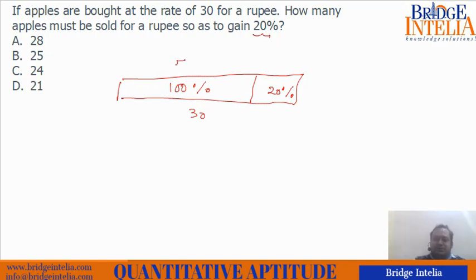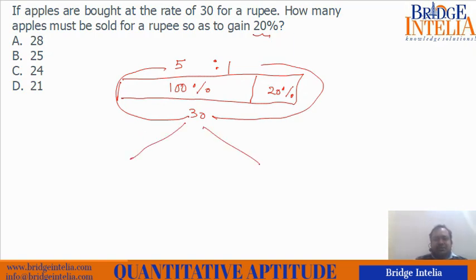The ratio 100:20. What ratio? 5:1. So the job is to divide 30 in this ratio, 30 in the ratio of 5:1. If you divide this carefully, this comes out to be 25 and 5. So you sell 25 and keep 5 articles. So the answer is you sell 25.